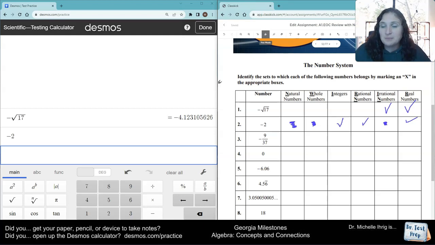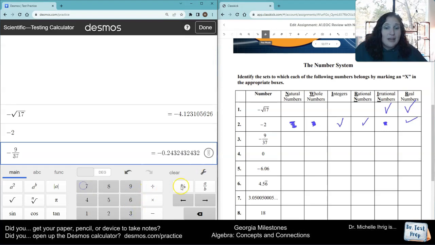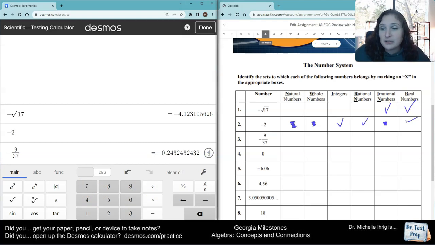All right, let's look at the next thing. The next thing is already a fraction, but let's just type it in the calculator. Remember, if we see this fraction button, it means that it is rational. If it's pretty and not a fraction, then it would be an integer or a whole number, a natural number. So that's just rational. Because it's rational, it's also real.